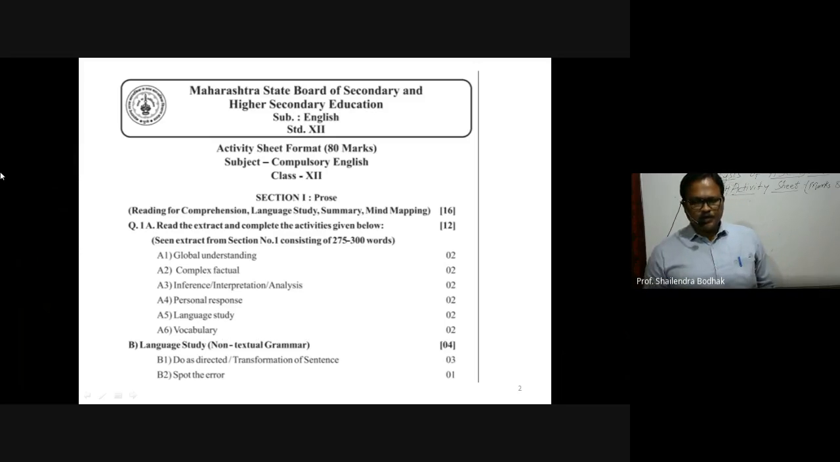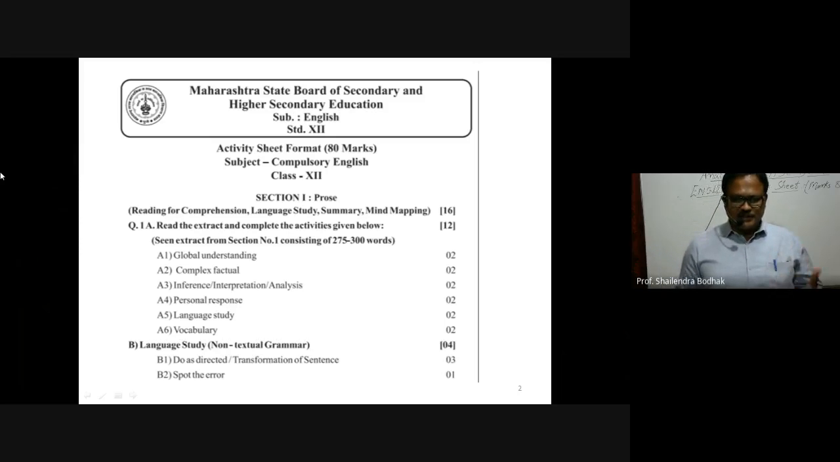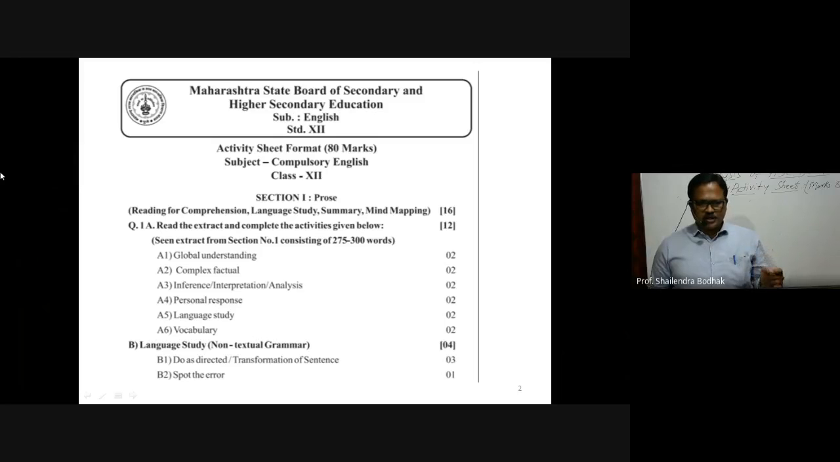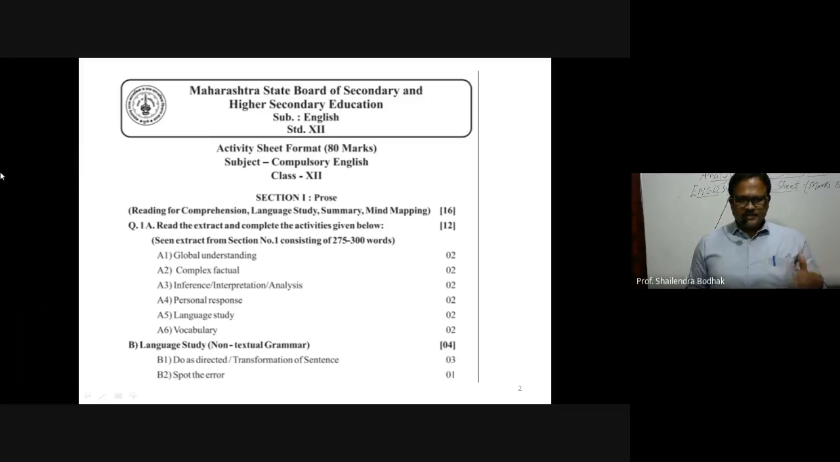Means now here we are going to analyze. Now if you want, you can write there, no, as you are listening to me, I will tell what sort of questions are going to come, what sort of activities are going to come as far as that particular question is concerned. Okay. Now in section 1, that is the prose section, you'll find reading for comprehension, language study, summary, mind mapping. All these things are going to be checked. So it carries 16 marks.